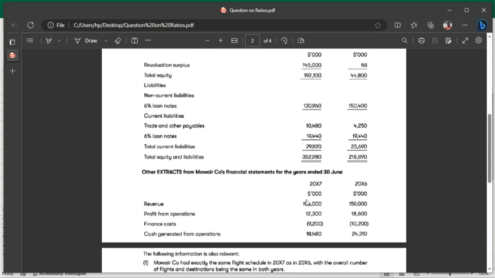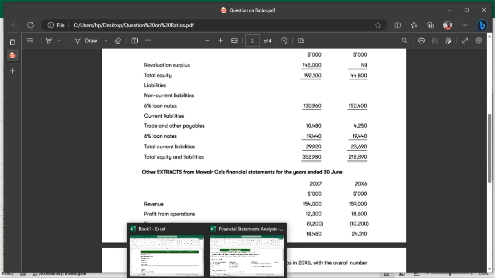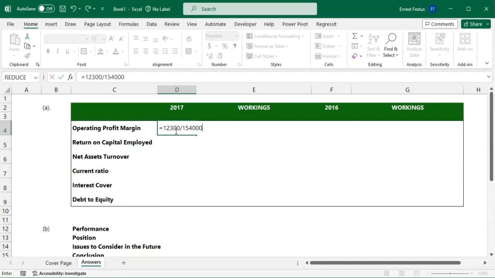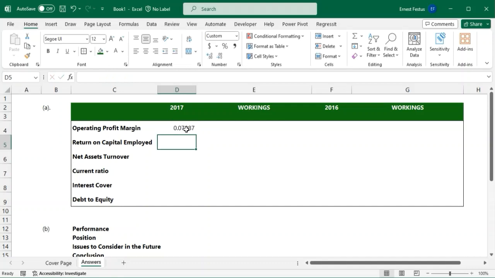And then we also have our revenue figure here, $154,000. This is actually in millions, but you just forget about the zeros for now. We also have $159,000 for 2016. So let's go back to Excel and see how we can calculate that. I'll come here, write my equals, and we have 12,300 divided by 154,000, and I have this figure.